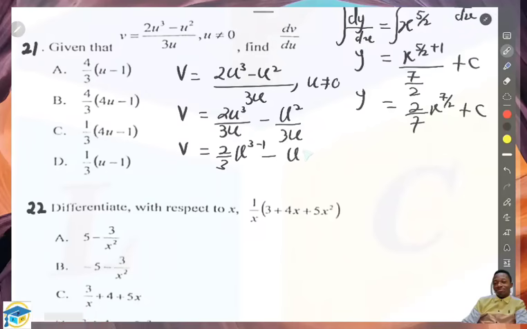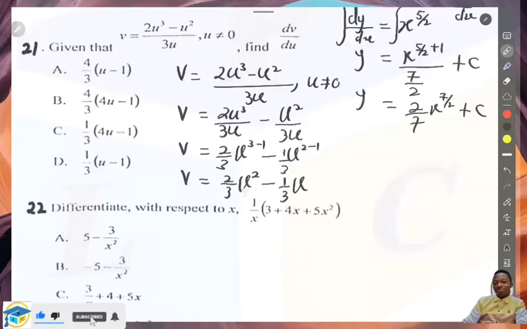Then minus 1 over 3 u squared, and I know the exponent here is also 1, so I subtract 1 from 2 and I have 1 over 3. So we have v equal to 2 over 3 u to the power 2, minus 1 over 3 u. Once I've been able to get this down, I've simplified it to its simplest form. I can therefore go along to differentiate this function. v is equal to 2 over 3 u squared minus 1 over 3 u, right?